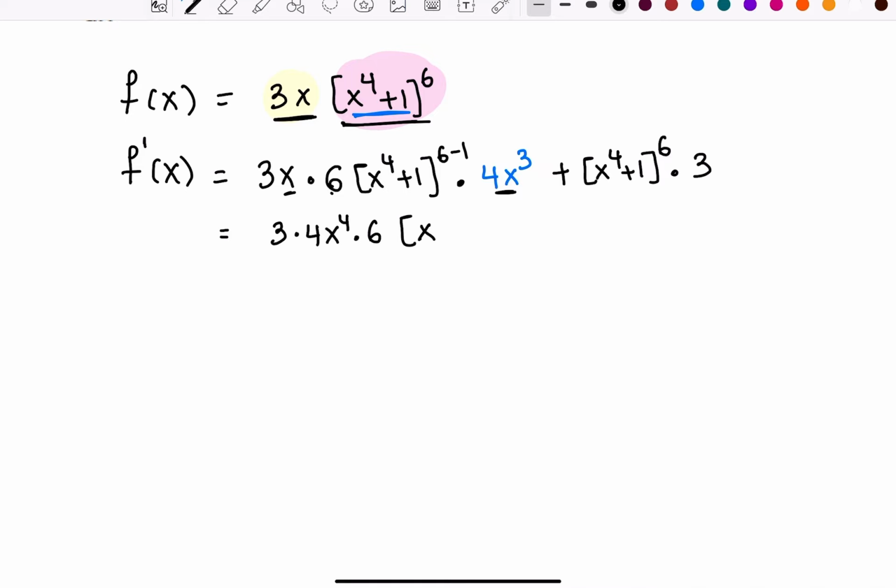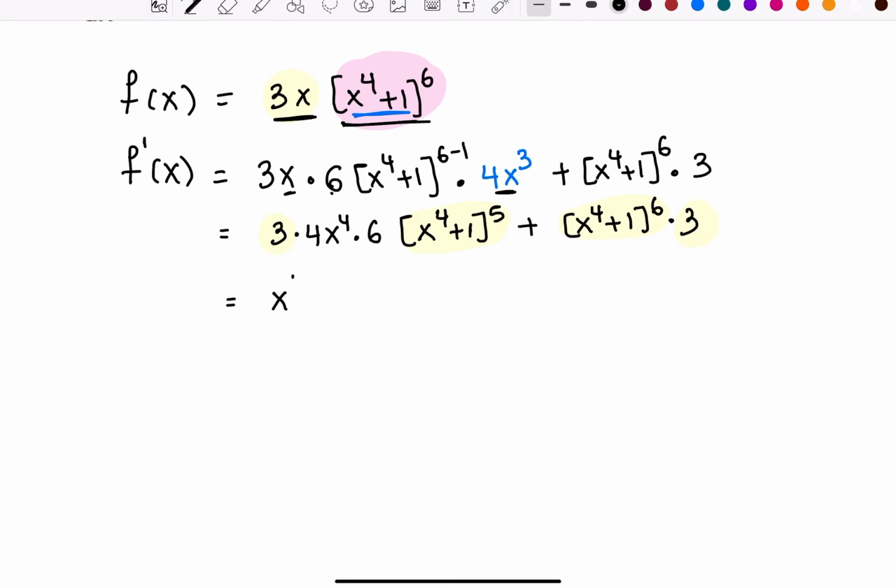And you say, Miss, should I do it your way? No, you don't have to do it my way. But I just wanted to show you what is common in between these. So x^4 times (x^4 + 1) to the power 5 times 18, plus (x^4 + 1) to the power 6 times 3. Now, if I look closer, there's (x^4 + 1) to the power 5 inside this. There's a 3 common. Now, let's go ahead and factor that out.